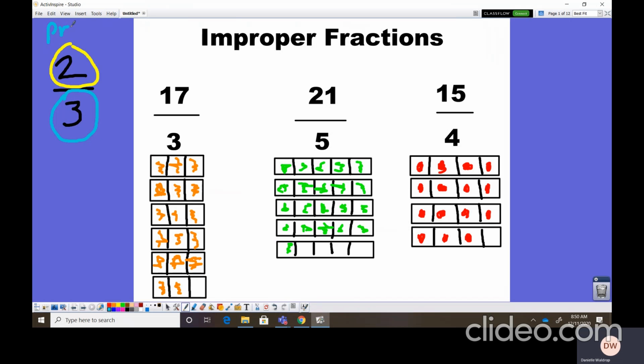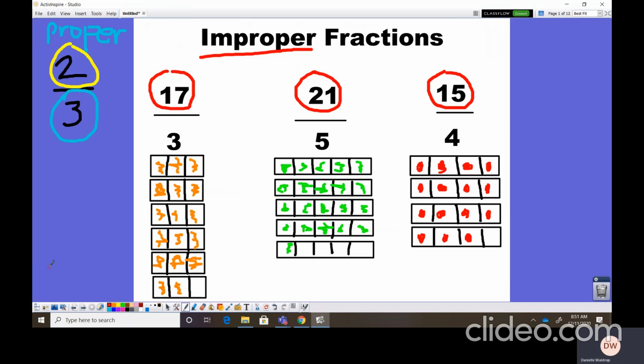We say this one is proper because the denominator on the bottom is bigger than the numerator on top. When your denominator is the bigger number of the two, it's called a proper fraction. An improper fraction is not proper; it does not follow the standard rules of a fraction, because in all three of these examples, the numerator is the bigger number. When your numerator is bigger and your denominator is smaller, that's called an improper fraction.